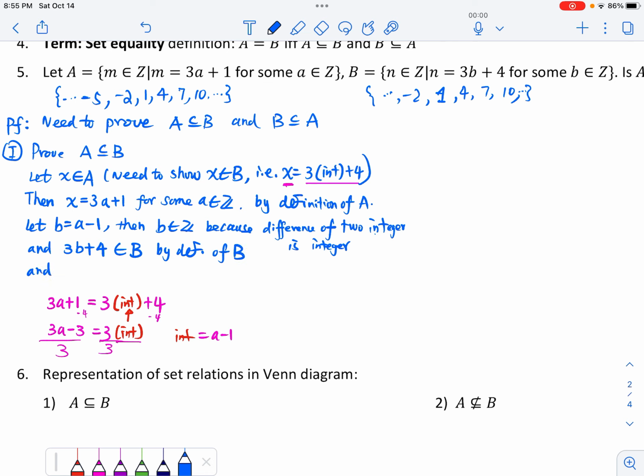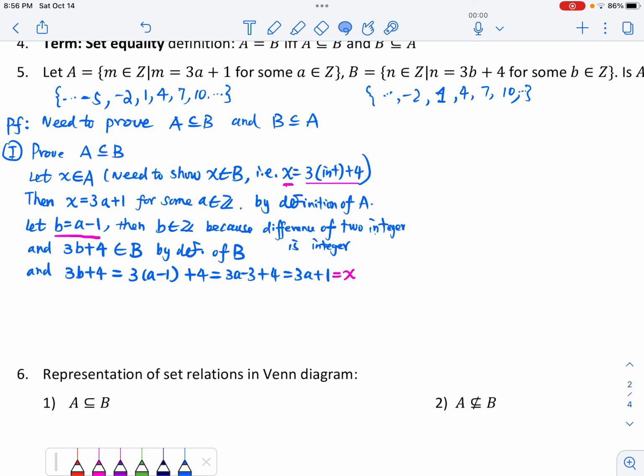And for another reason, let's take a look at what 3b plus 4 is. B is defined as a minus 1, so I plug in a minus 1 for b, plus 4, and you do the algebra: 3a minus 3 plus 4, you get 3a plus 1. That's what I expected, because that's how I designed this integer, so that 3 times this integer plus 4 ends up in this form, 3a plus 1. And do you see that 3a plus 1 is actually x, so it is equal to x. By the way, this is my work on scratch paper, and I can delete it.